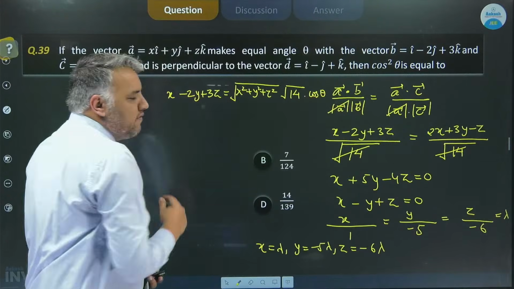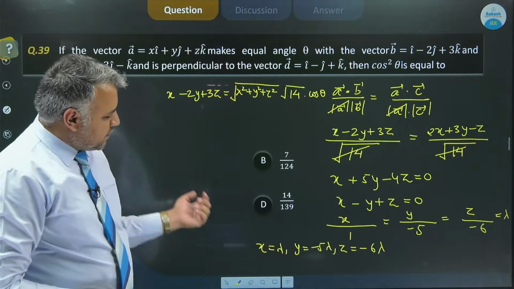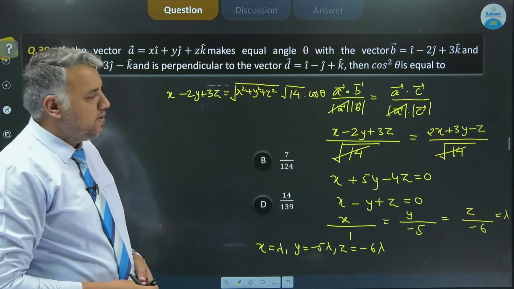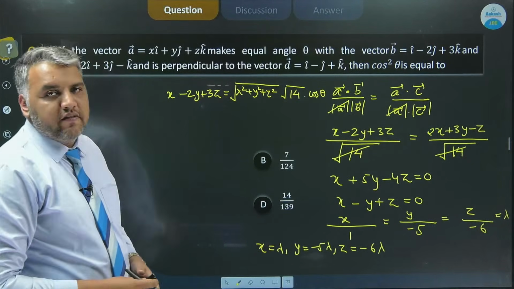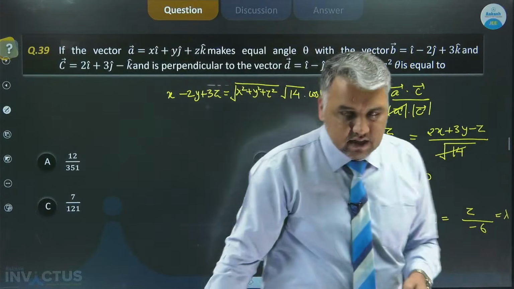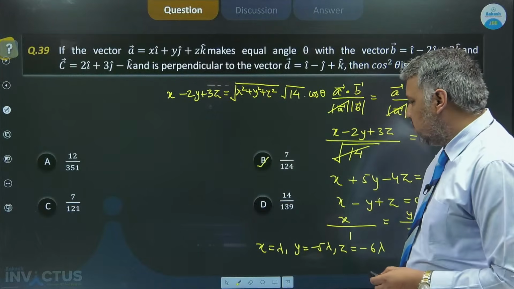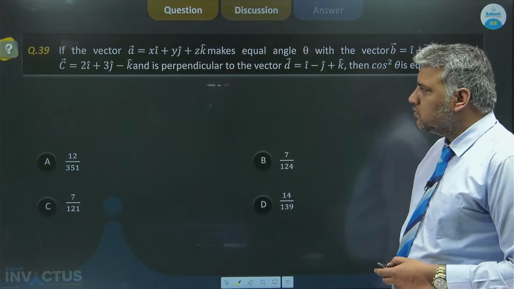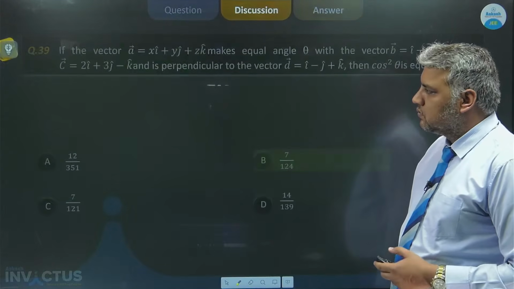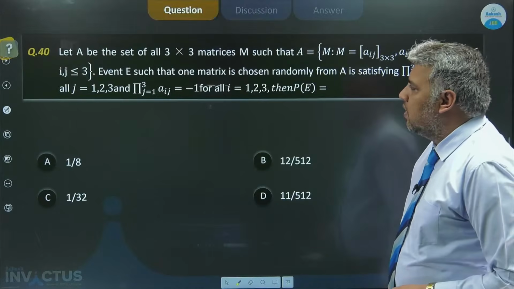From here we will get the value of cos theta in terms of xyz. And we will replace xyz in terms of lambda, and then we can directly get the value of cos theta, or we can get cos square theta. The answer will be 7 divided by 124. Yeah, this is the answer. Okay, next question.